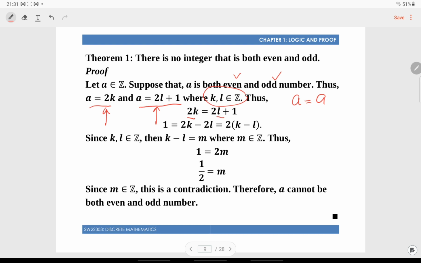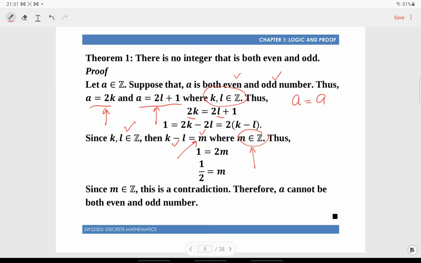We rearrange this equation. We take 2l to the other side, so we have 1 equal to 2k minus 2l. We factorize, so we have 1 equal to 2 times (k minus l). Since k and l are integers, the subtraction of integers gives an integer. Suppose the integer is m. Again, because we introduce a new variable, you have to mention what kind of number it is. It is an integer.